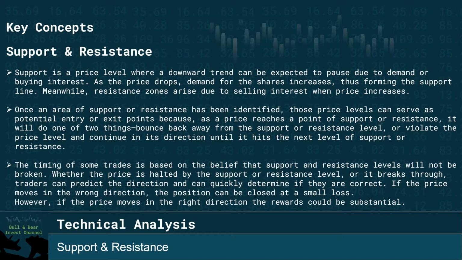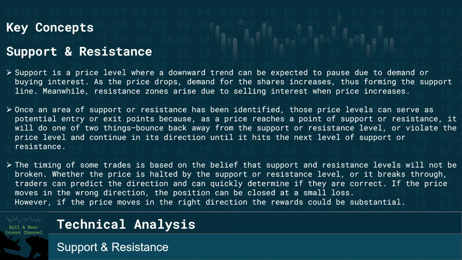Before we start, let's understand the basics. Support and resistance. Support is a price level where a downward trend can be expected to pause due to demand or buying interest. As the price drops, demand for the shares increases, thus forming a support line. Meanwhile, resistance levels arise due to selling interest when the prices increase.